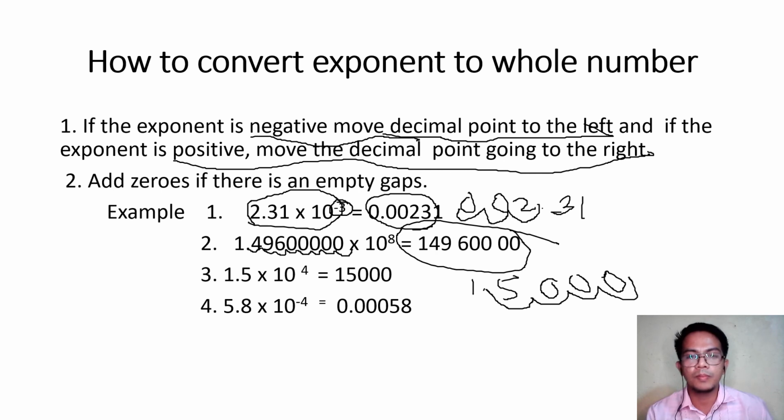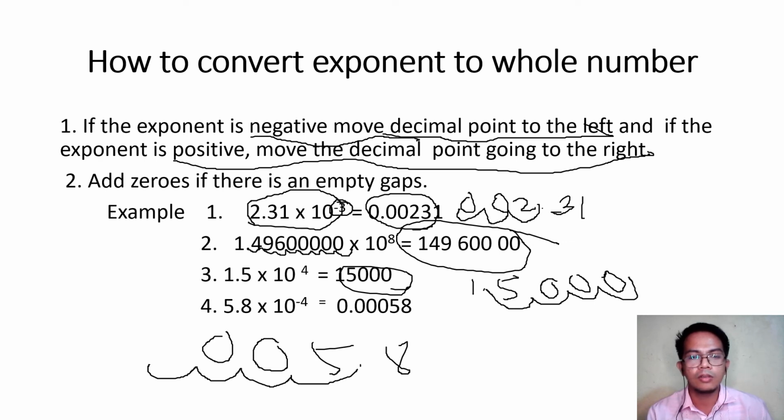So that is 15,000. And then 5.8 times 10 raised to negative 4. Negative, so move the decimal point to the left. 5.8, then we have negative 4. So 1, 2, 3, 4. So fill the empty gaps with 0, 1, 2, 3. So this is 0.00058.